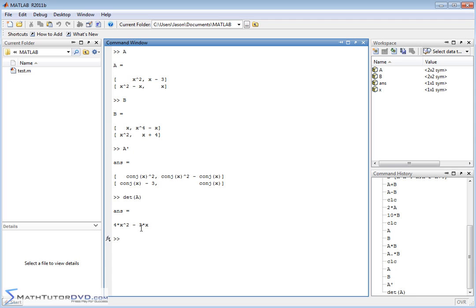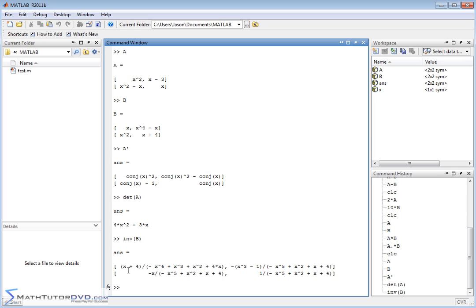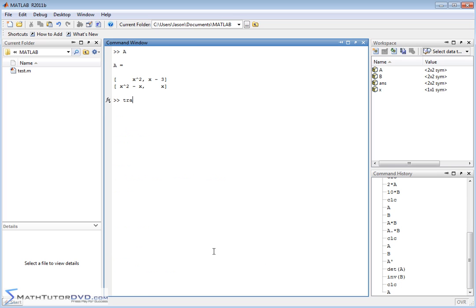It can also take the inverse of these matrices, and you'll get some large mathematical expression, because the inverse of a matrix is kind of a complicated thing to calculate even by hand, and so when you have symbols involved, it makes it even more interesting. And you can take the trace of this matrix as well. So let me actually clear the screen so you can see. So the trace of matrix A is going to be the sum of the diagonal elements. So this is x squared plus x, and there you go.